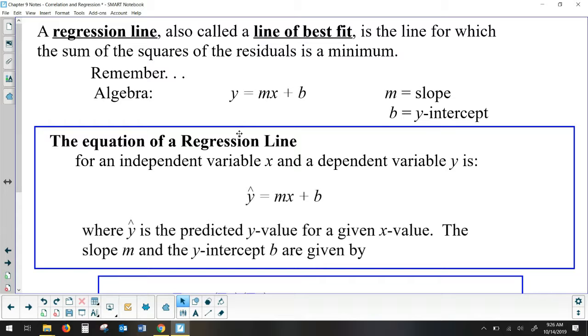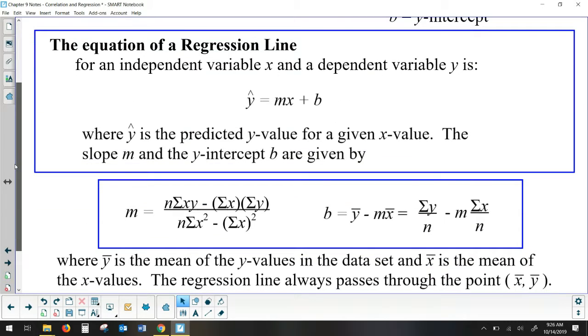The slope m and the y-intercept are given by these two equations. m equals n times the sum of all x times y, minus the sum of x times the sum of y, all over n times the sum of x squared minus the sum of x to the power of 2. b is equal to y bar minus m x bar, the average of y, the sum of y over n, minus m times the sum of x over n, where y bar is the mean of the y values in the data set and x bar is the mean of the x values.